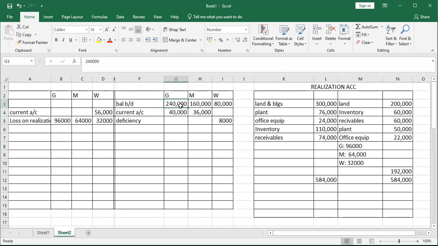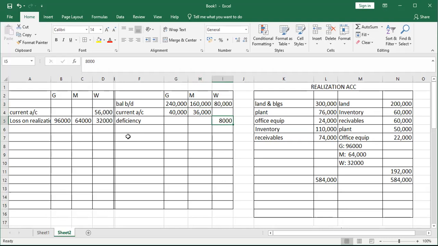The capital ratio is 240 is to 160. Let's solve it. 8 is the common denominator, the least common multiple. 8 gets into 240 thirty times and into 160 twenty times, so the ratio of the capital here is 3 is to 2.